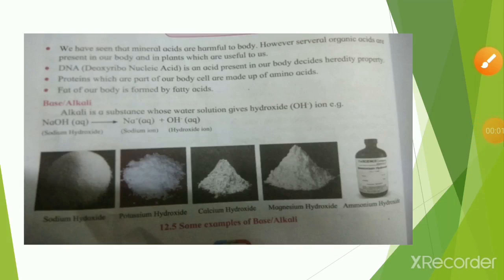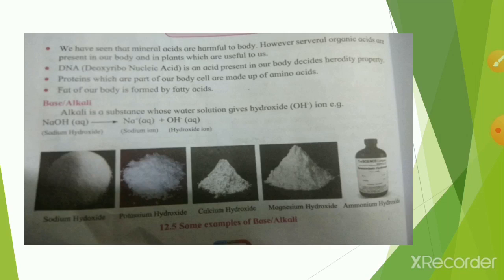We have seen that mineral acids are harmful to the body. However, several organic acids are present in our body and in plants which are useful to us. DNA, that is deoxyribonucleic acid, is an acid present in our body that decides hereditary properties. Proteins, which are a part of our body cells, are made up of amino acids. Fats of our body are formed by fatty acids.